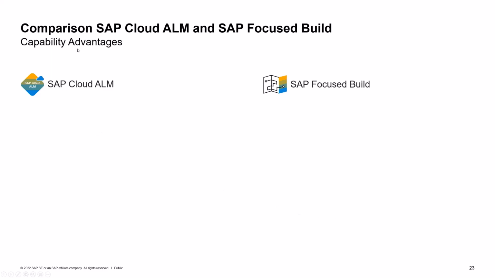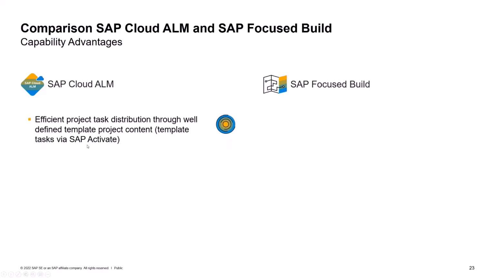Let's have a look at the advantages of each capability. So in SAP Cloud ALM, we have a very efficient project task distribution. As said, standard implementation, therefore we have very nice template tasks.